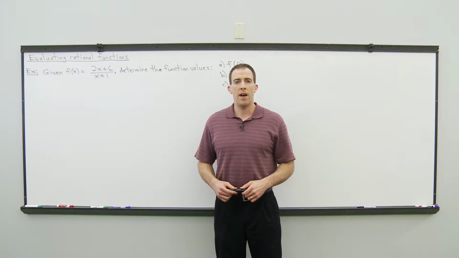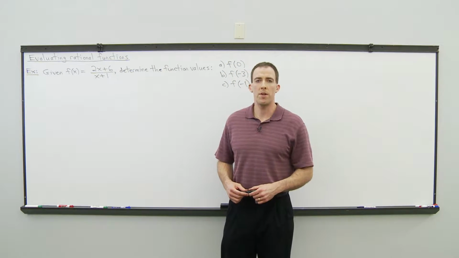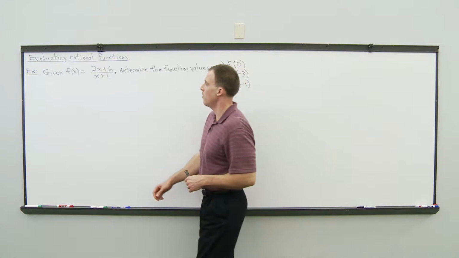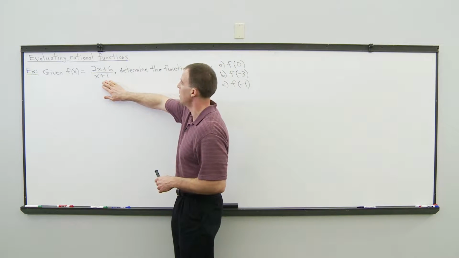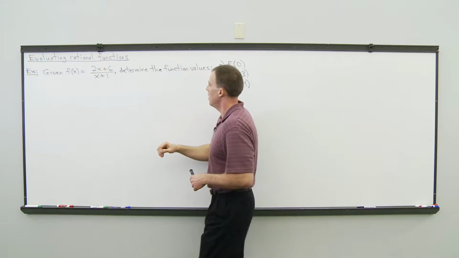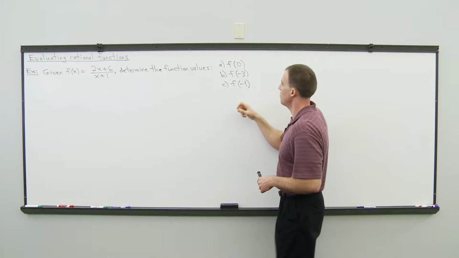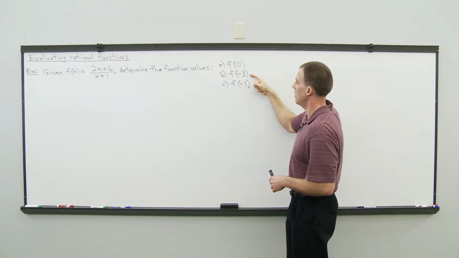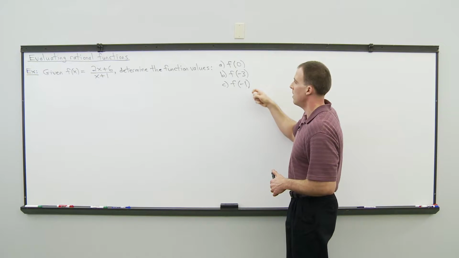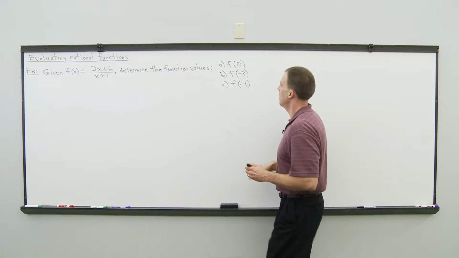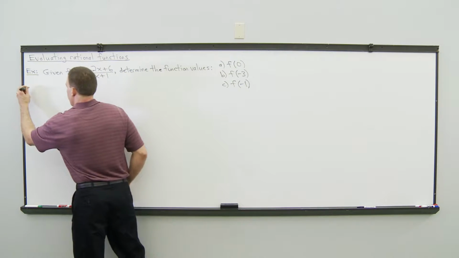Here's an example of how to evaluate a rational function for some specific x values. In this example, we're given f of x is equal to (2x + 6) over (x + 1), and they ask us to determine the function values. First of all, in part A, f of 0, in part B, f of negative 3, and in part C, f of negative 1. So let's do part A, f of 0.